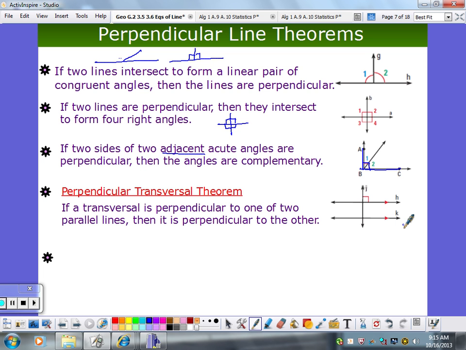Lines H and K are parallel. This is like J up here. This line is J. J is perpendicular to H.